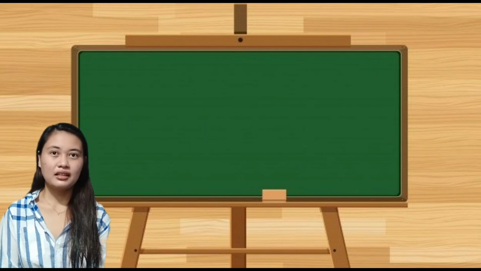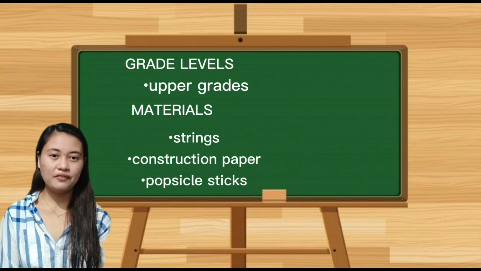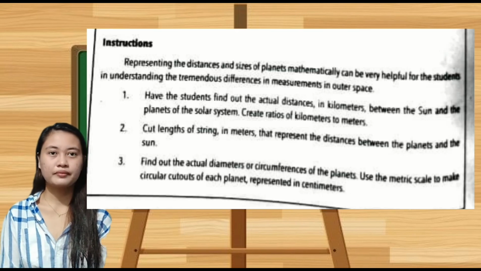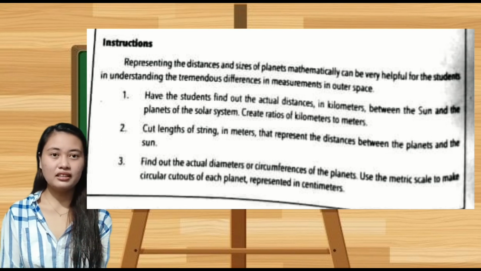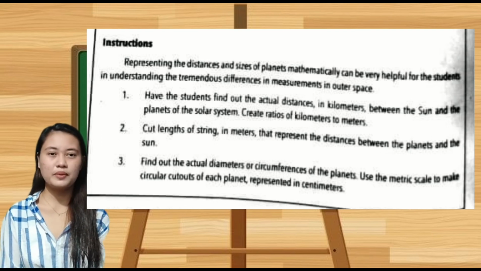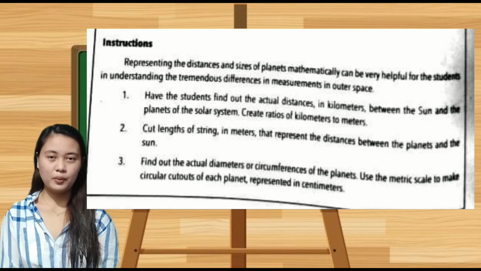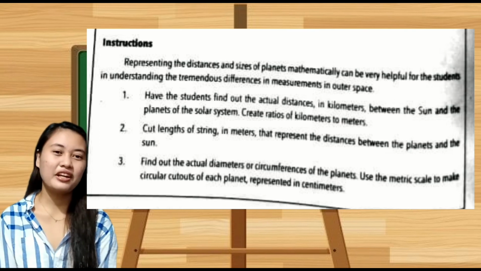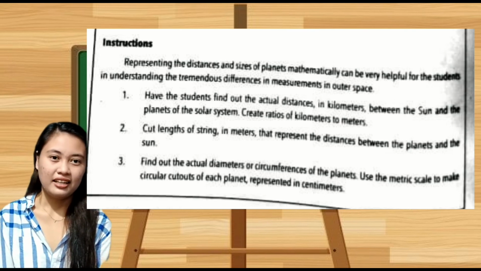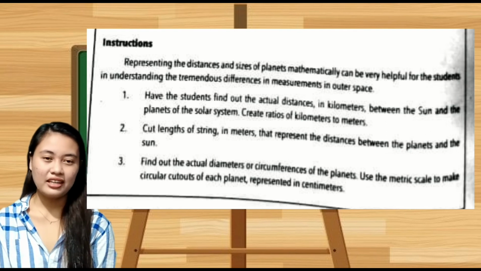And after the goals, it is followed by grade levels and materials. And lastly is the instructions. Instructions are detailed information telling how something should be done, operated, or assembled. Just like what I show you on the screen. That is an example of instructions in a lesson plan.